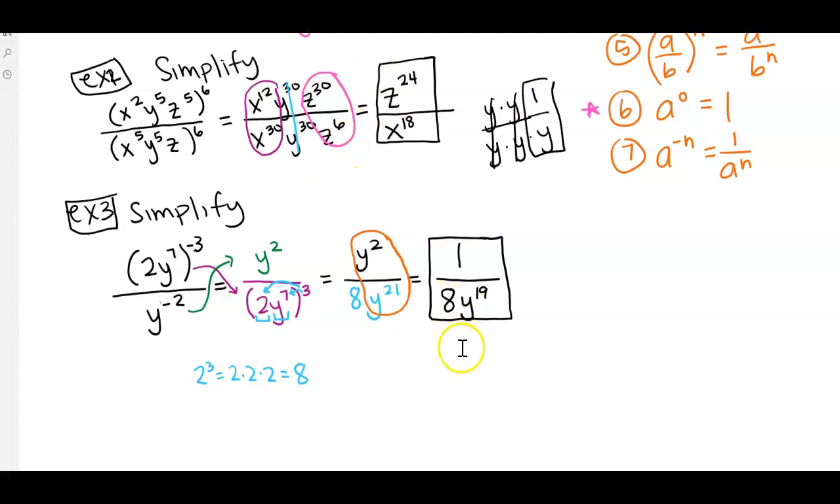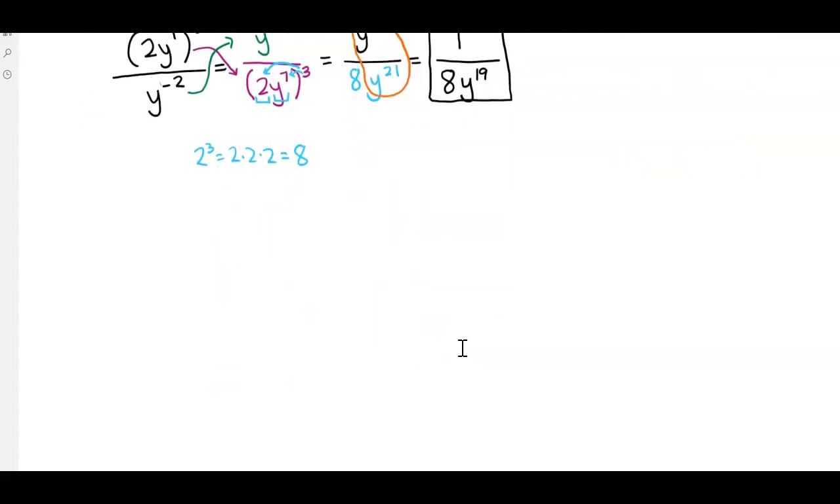Okay, let's do another one with negative exponents, and this time I'm going to have you work through this on your own. When you come up with an answer, I want you to raise your hand, so click on that hand raise button so I can see what you're coming up with. Everybody try this one.